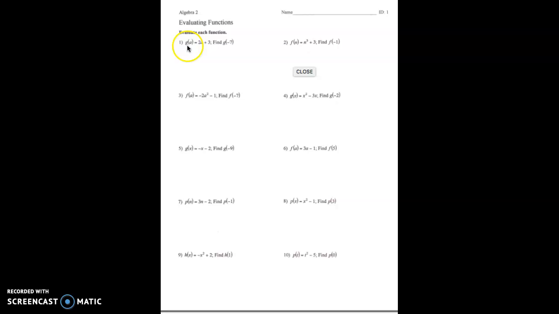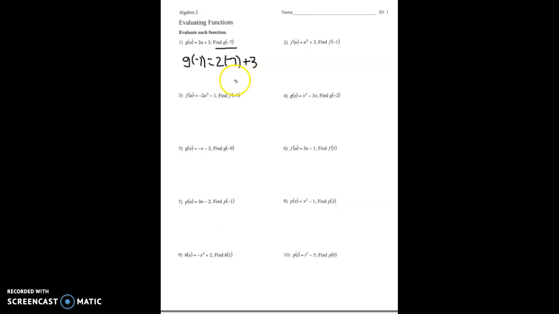So if you look here, we have a function g of a. That's how you read that, g of a. A being the variable, the unknown, and it's equal to 2a plus 3. Well, then we're asked to find g of negative 7. So pretty much what that means is we're going to plug in negative 7 everywhere we see an a. So we're going to have g of negative 7 equals 2 parentheses negative 7 plus 3.